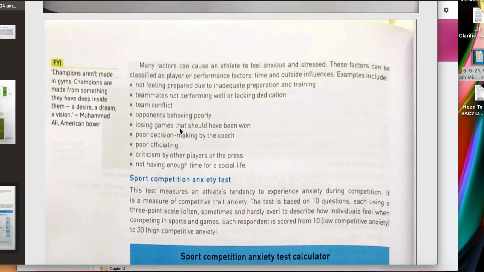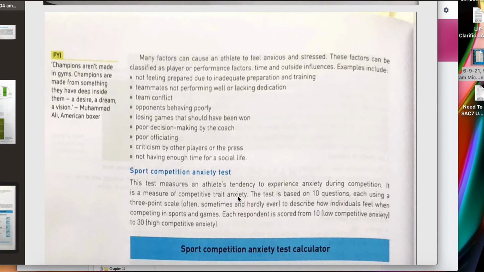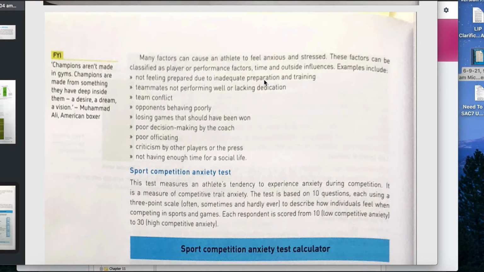There are many factors that can cause you to go up or down on the arousal level, which can affect your performance. I've already spoken about things like a grand final. But if you haven't done proper training, that can affect how ready you feel. If your teammates aren't performing well or are lacking dedication, if there's conflict amongst the team, if the refereeing comes into play and you feel it's poor officiating, if your coach makes poor decisions, if you lose a game that you should have won, criticism by the press, etc., all of these things can affect your readiness for that game or the next game.